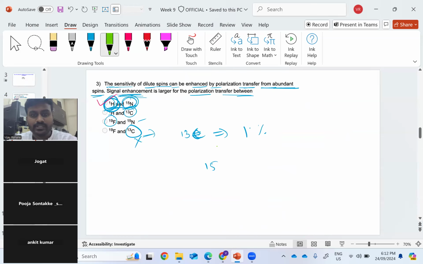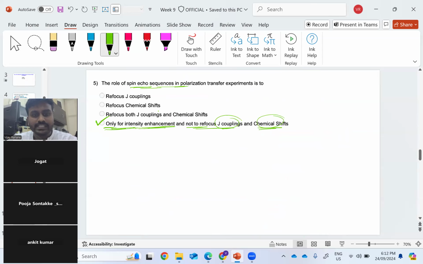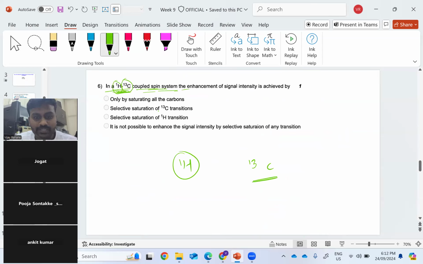In the previous question, the signal enhancement is larger for 1H and nitrogen 15, right? So in this question also, the signal enhancement for 1H is quite larger. To achieve this for the system in which both 1H and 13C nuclei are involved, we do the selective saturation of the 1H transition, and then we measure the signal. So option C is the correct option here. With the selective saturation of the 1H transition, we are able to see the transition due to the 13C.